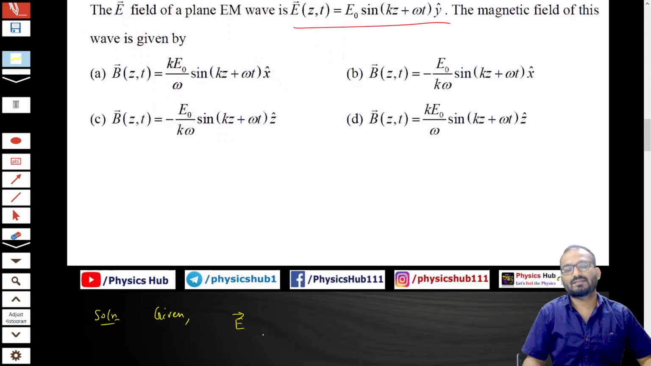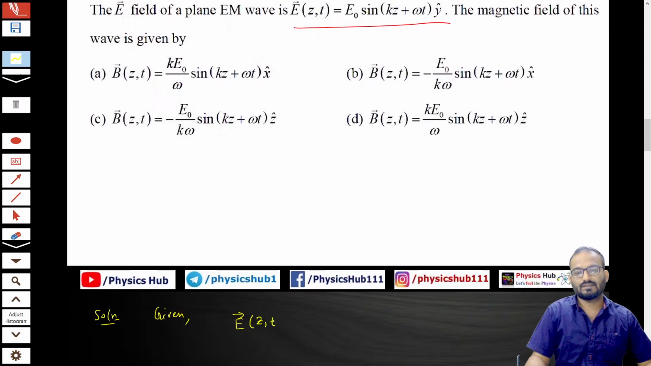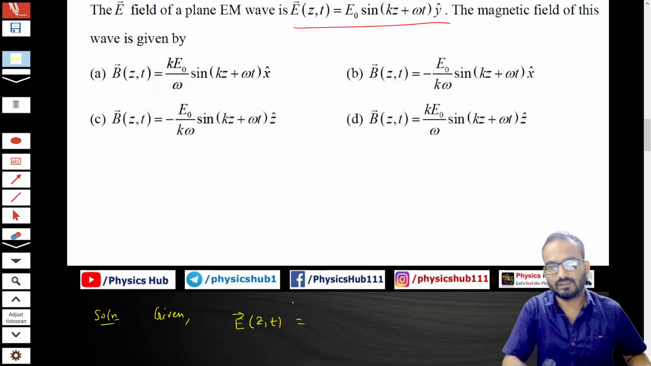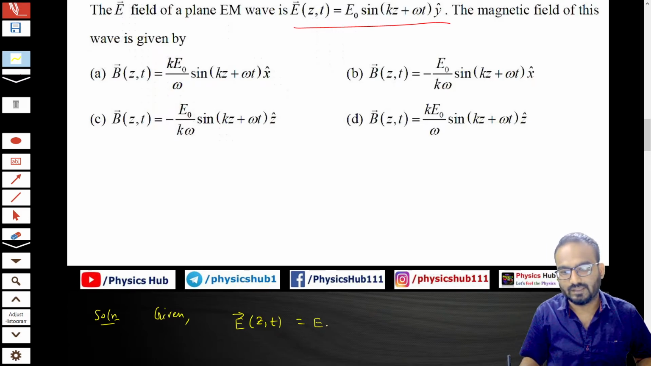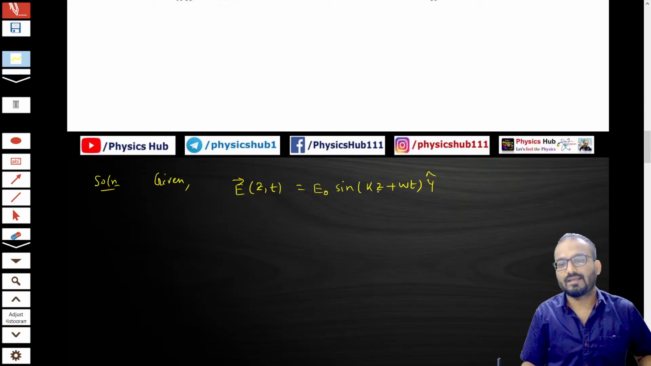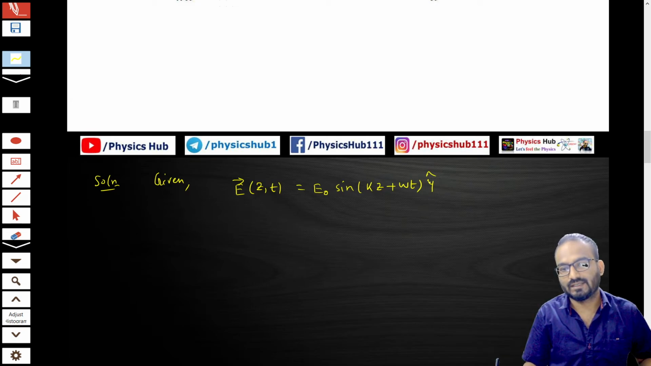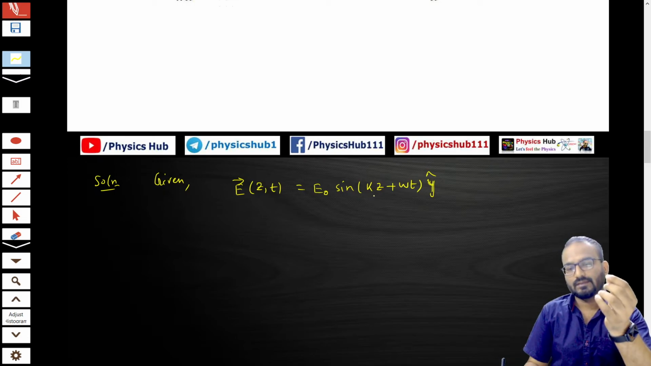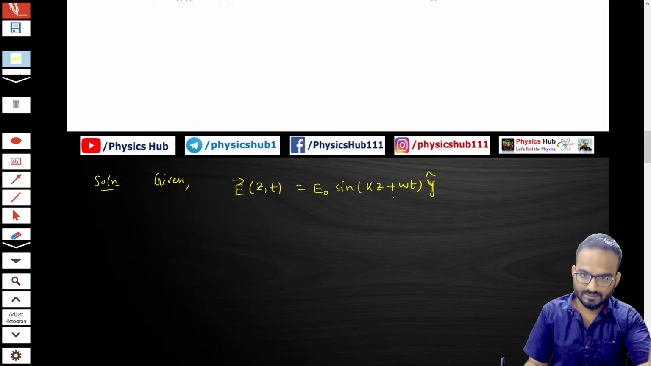So the real part is given. Okay, so you can express the electric field in complex notation also, and you can only express the real part, E naught sine(kz plus omega t) y cap. So you can notice various things from here. Kz is k dot r, and y cap is the direction of the electric field, or polarization direction. From this we can easily say that the direction of the wave propagation is z cap.